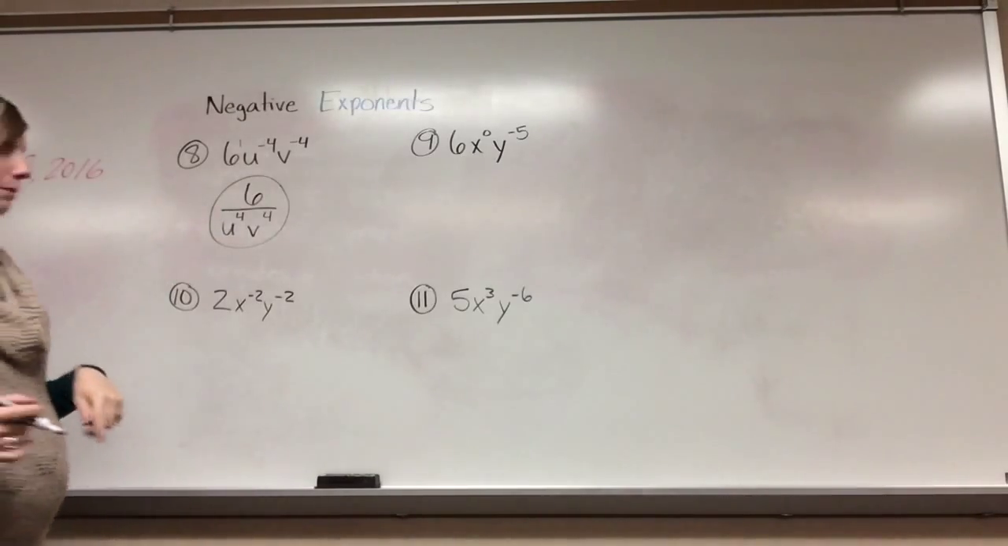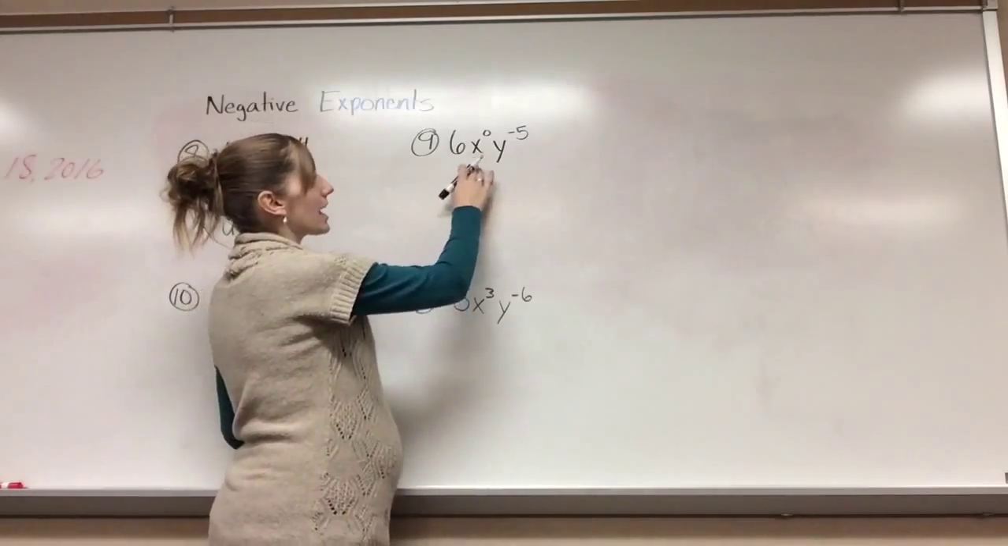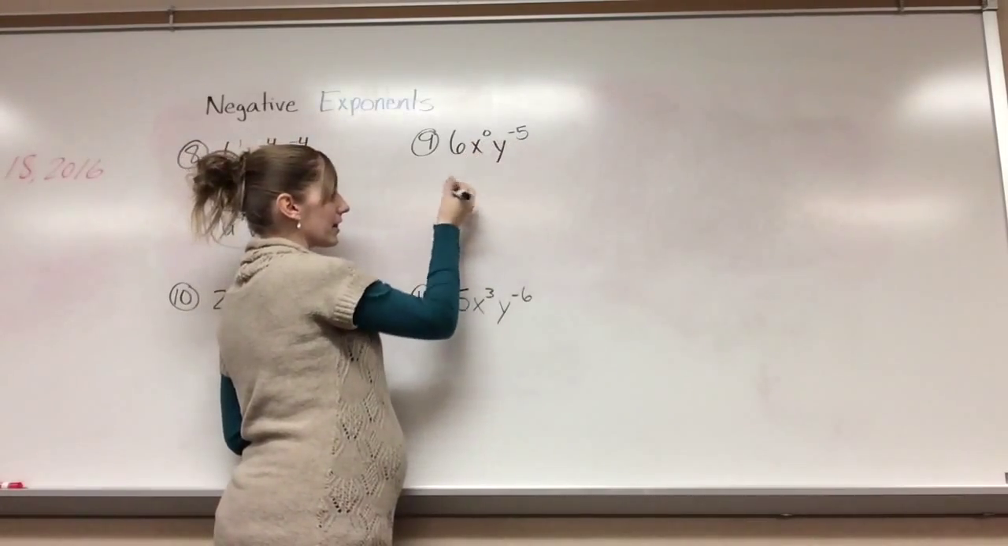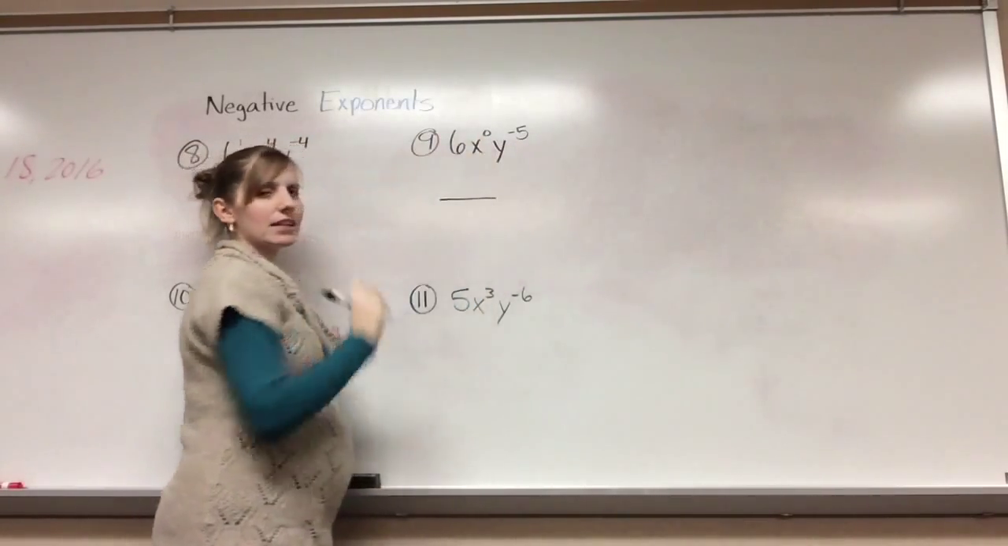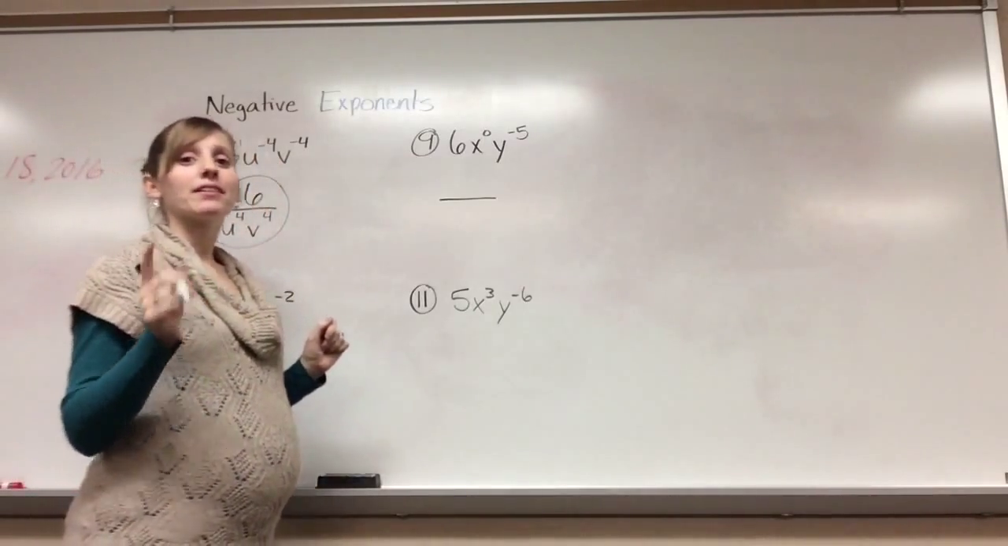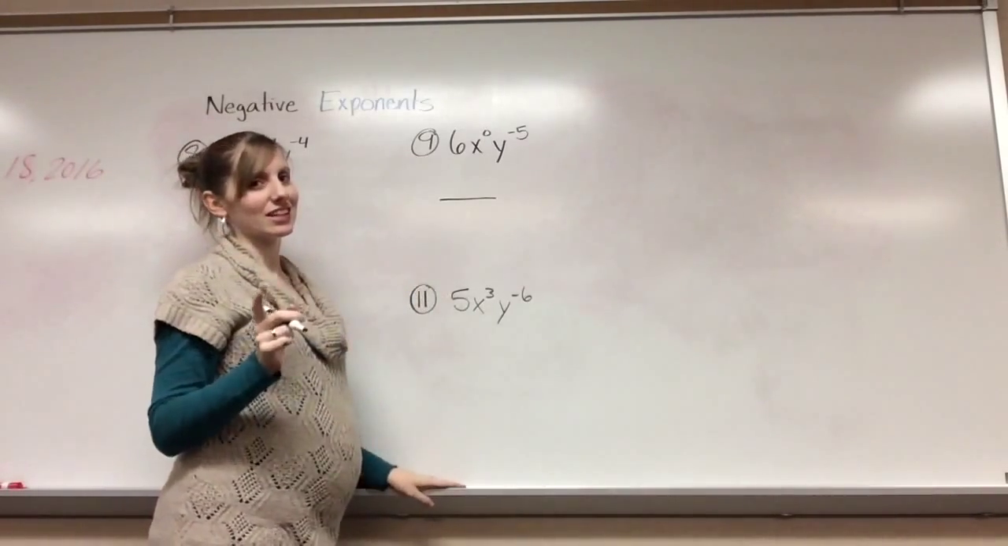Let's take a look at problem number 9, okay? We have 6x to the 0, y to the negative 5th. I know I need a fraction because I see that negative exponent. Remember, the 6 has an exponent, it's just not written.